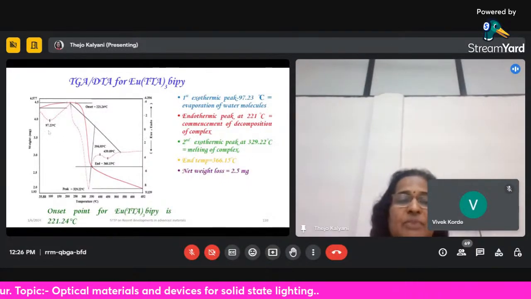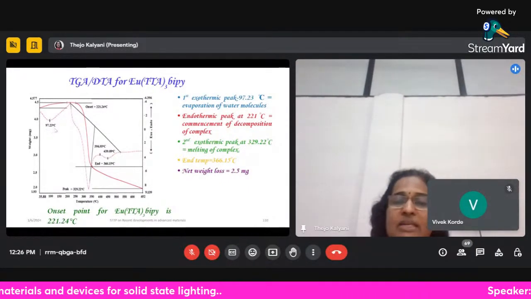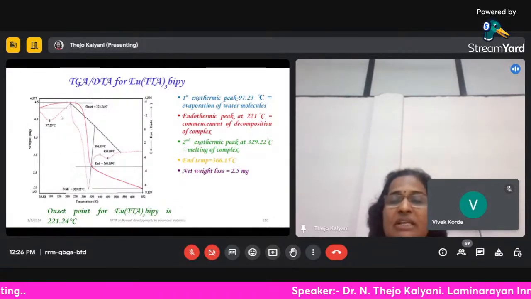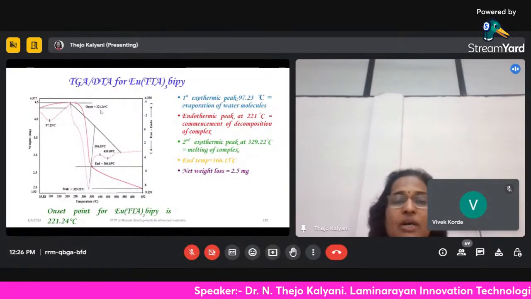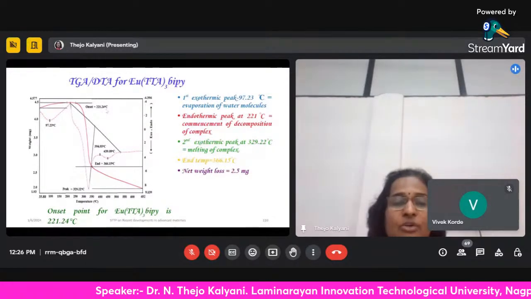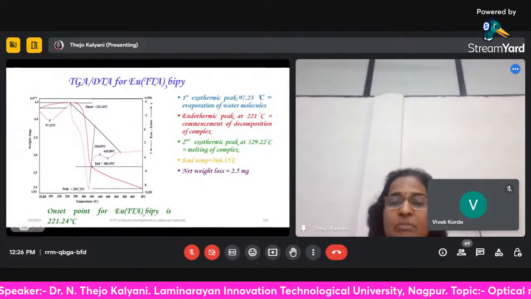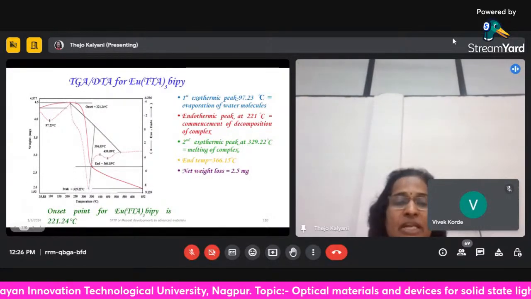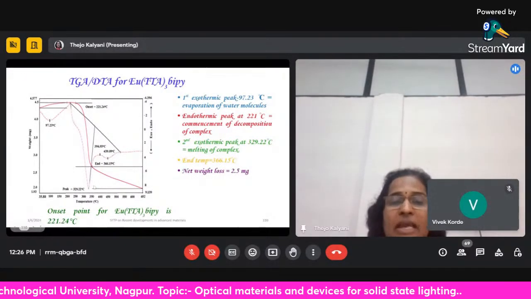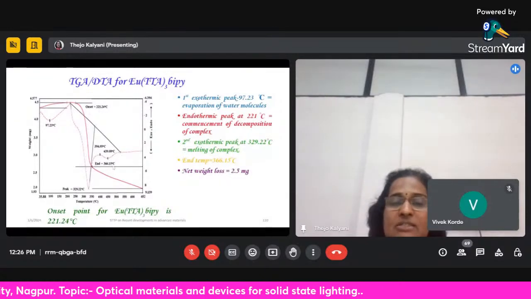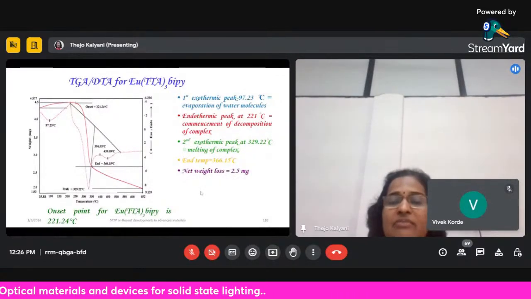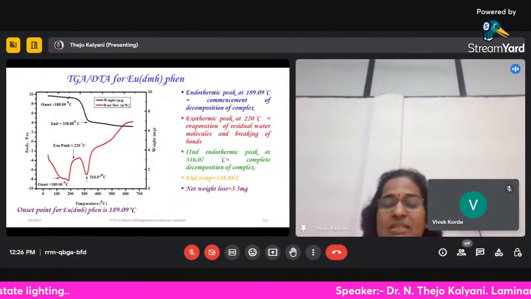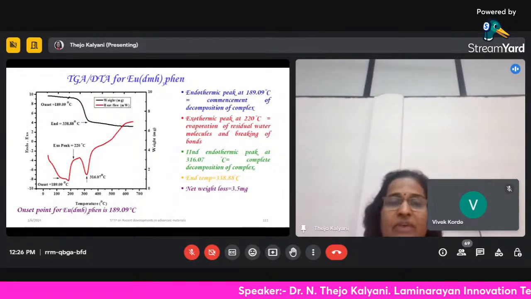So we can see the first weight loss at 97.23 degrees centigrade, which is because of the evaporation of water molecules. And we have certain endothermic peaks at 221 degrees centigrade, and you have another exothermic peak, which corresponds to the melting point. This can be considered at 329.22, and the end temperature is 366.15, and ultimately the weight loss was found to be 2.5 gram. And for the other complex, the weight loss was considered to be 3.5 gram.